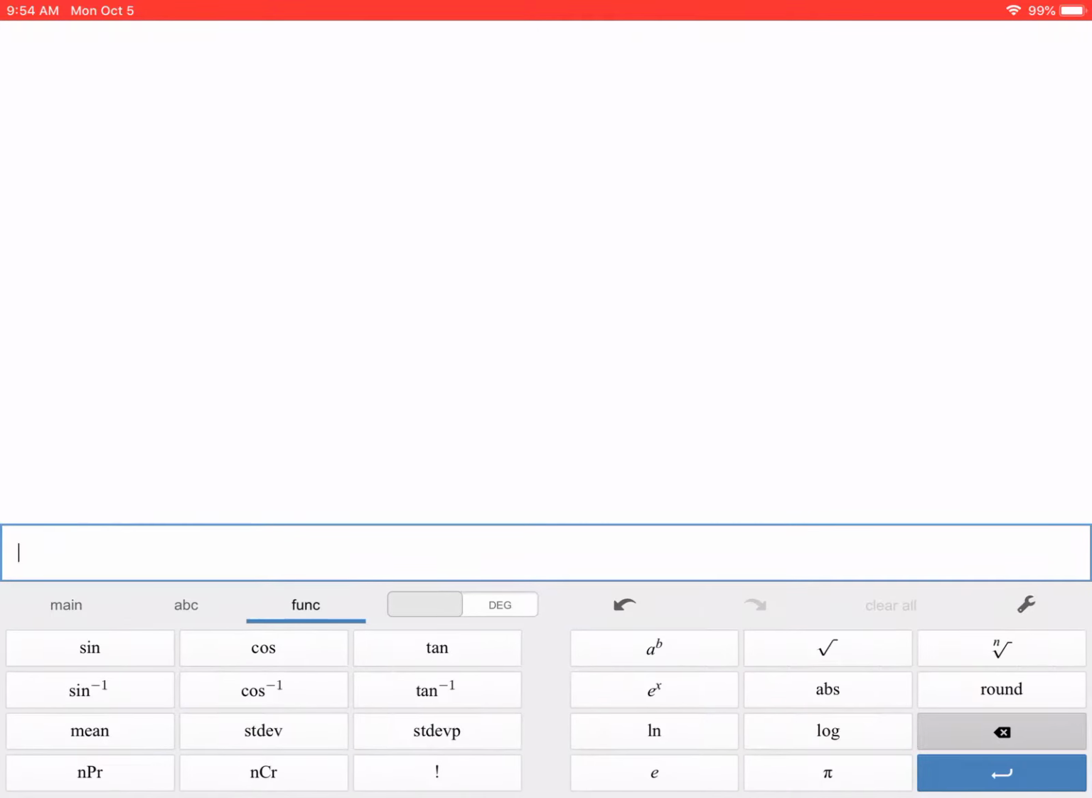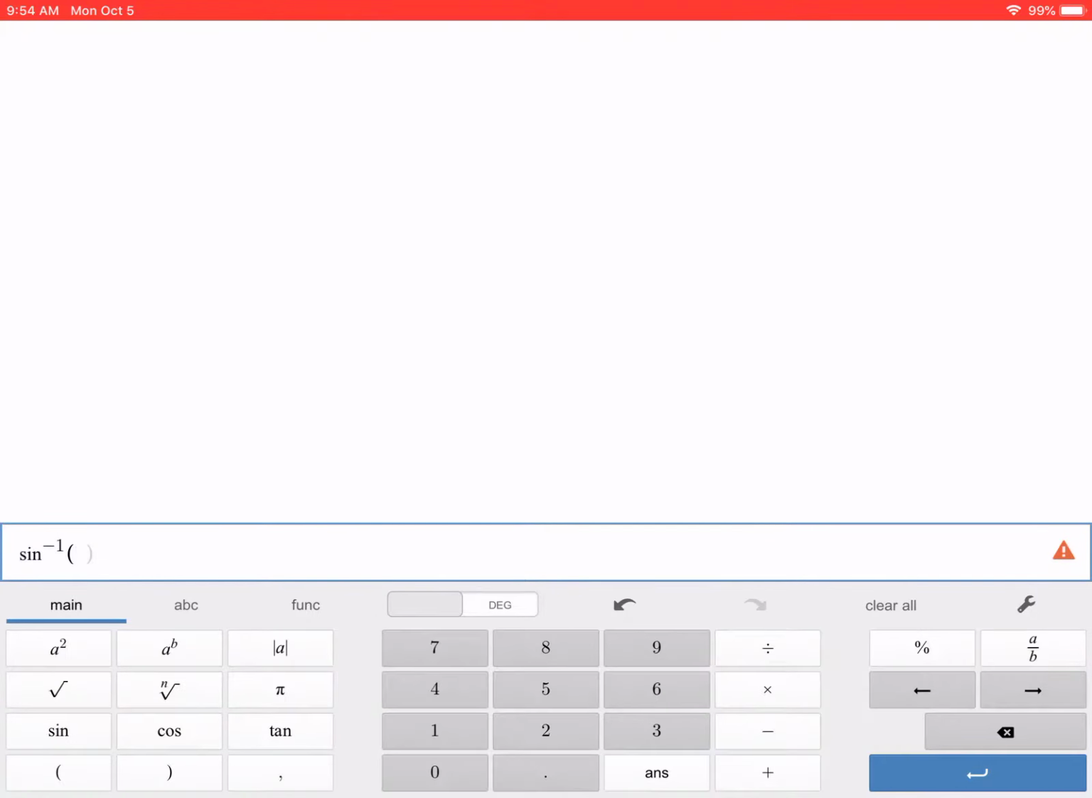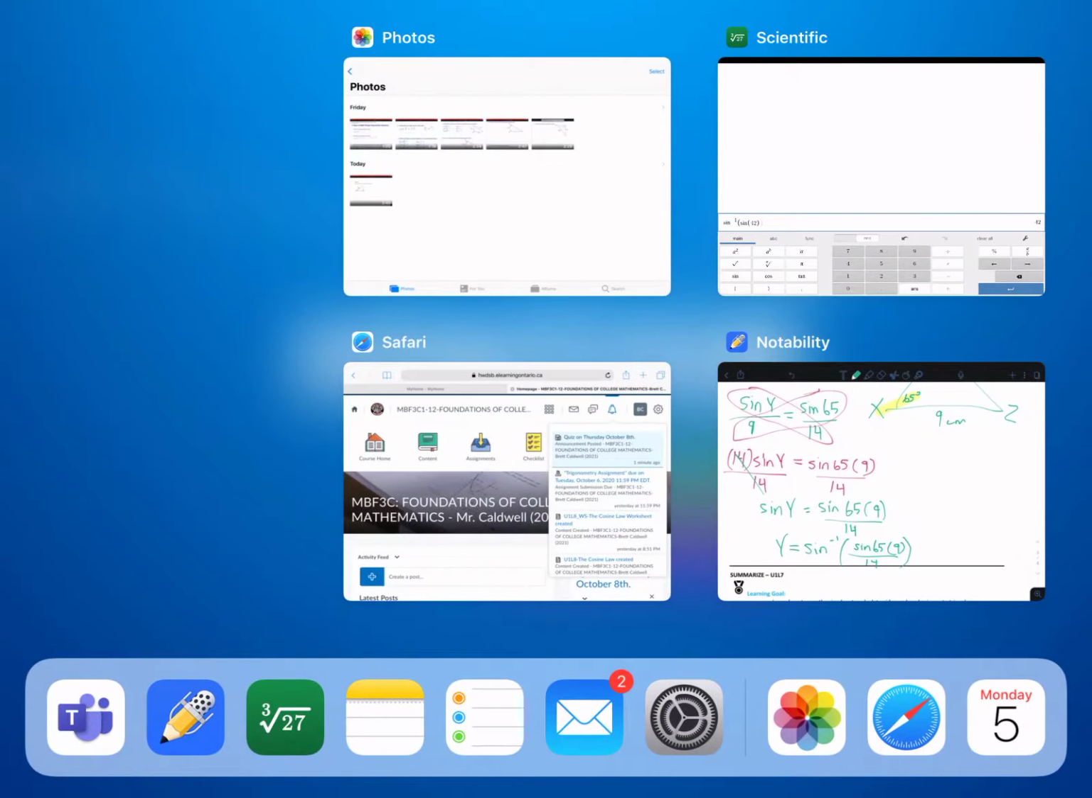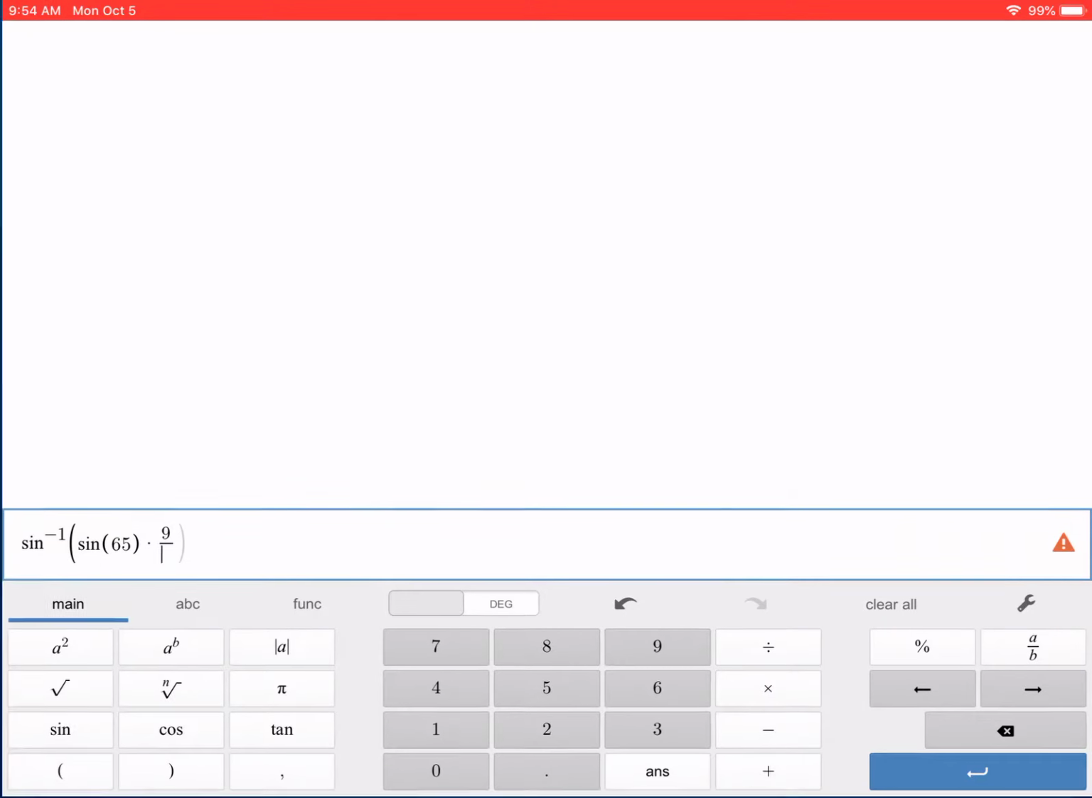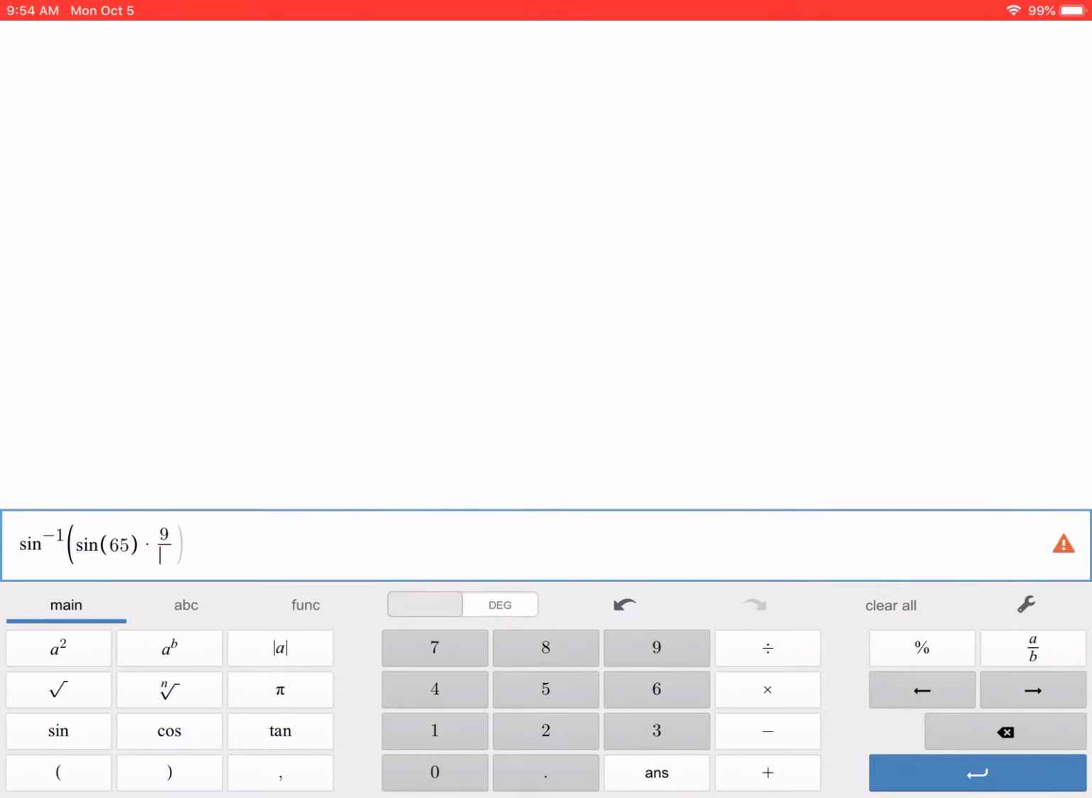Let's hit the function for sine inverse, and then go back to the main screen and enter sine 65 times 9 divided by 14. We can see we get an answer of about 35.6.